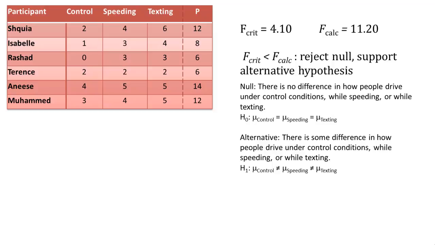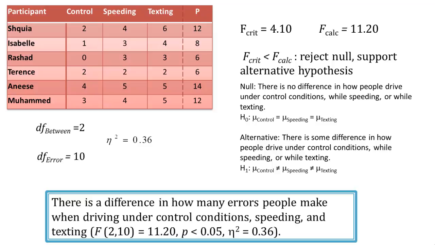So the way that you write this up for within subjects ANOVA is identical to the way that you would write it up for between subjects ANOVA. And you're going to use what you already know to write a sentence to say, there is a difference in how many errors people make when driving under control conditions, speeding, and texting.